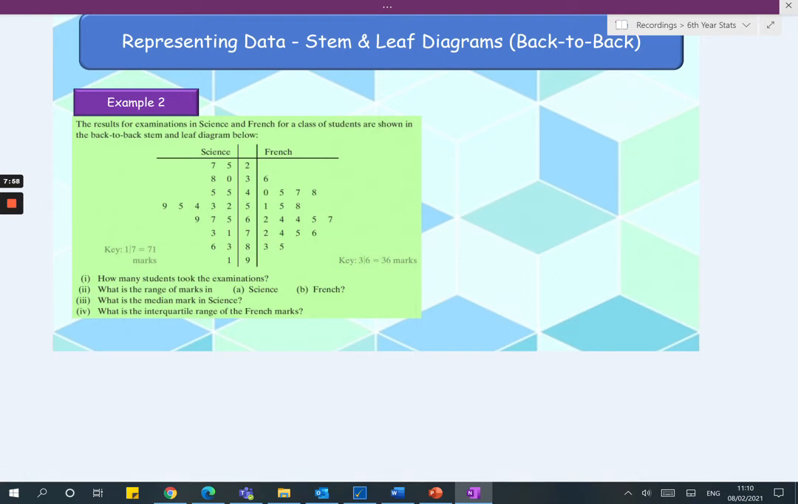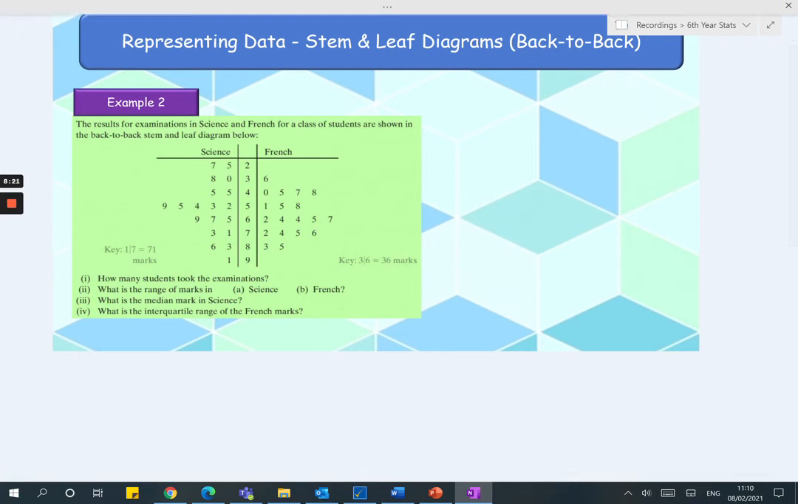Well, this is again where we need to count. So I have 1, 2, 3, 4, 5, 6, 7, 8, 9, 10, 11, 12, 13, 14, 15, 16, 17, 18, 19. So I can see 19 took science, and let's check if it's the same for French. 1, 2, 3, 4, 5, 6, 7, 8, 9, 10, 11, 12, 13, 14, 15, 16, 17, 18, 19. So in total here, guys, I know that 19 students took each exam.